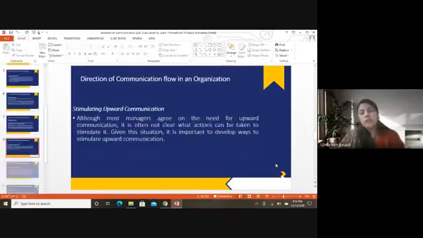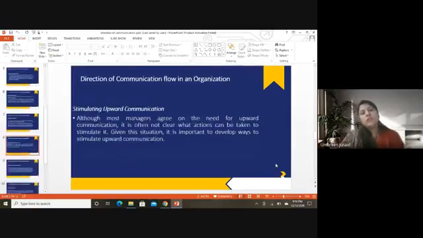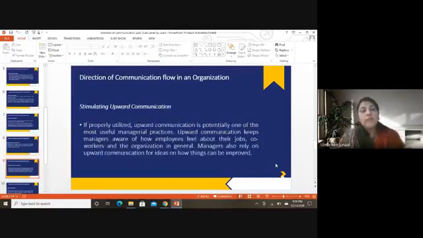So, stimulating upward communication. Although most managers agree on the need for upward communication, it is often not clear what actions can be taken to stimulate it. Given this situation, it is important to develop ways to stimulate upward communication. If properly utilized, upward communication is potentially one of the most useful managerial practices. Upward communication keeps managers aware of how employees feel about their jobs, co-workers, and the organization in general. Managers also rely on upward communication for ideas on how things can be improved.